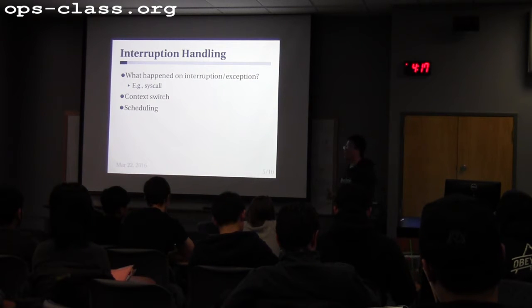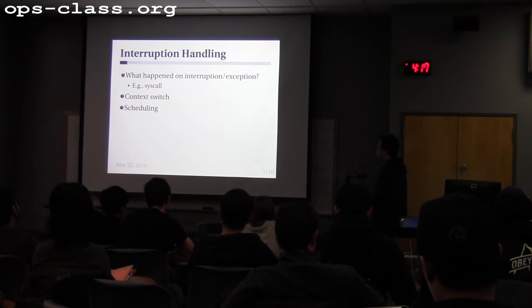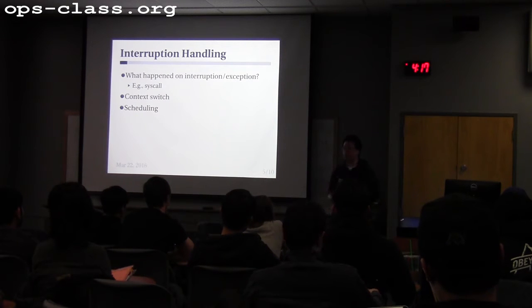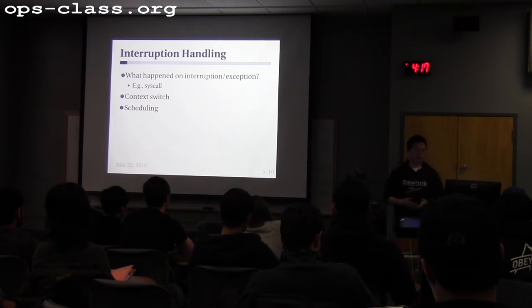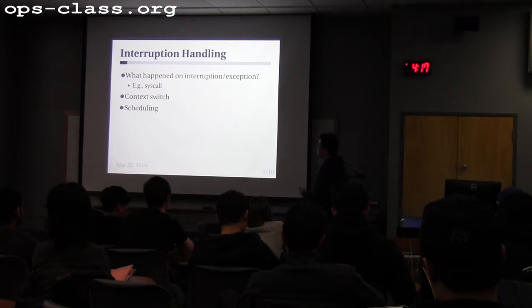Then a context switch is nothing but an interruption followed by scheduling another thread to run on the CPU. And finally, Jeff talked about various kinds of scheduling algorithms in the lecture. And this has been covered a lot in previous years' exams. I don't know if he will still cover this year, but this is a very important concept to understand: what scheduling algorithms are there, what are their differences, and what are their advantages and disadvantages.